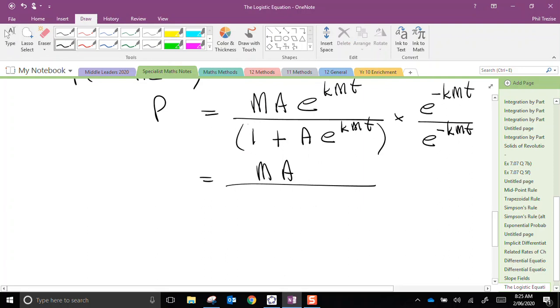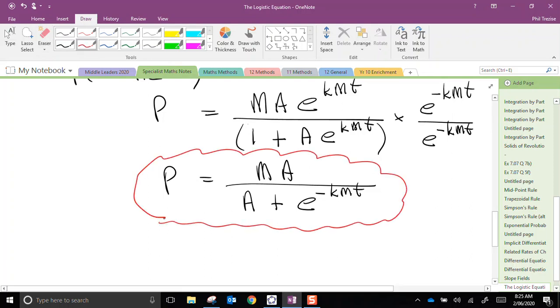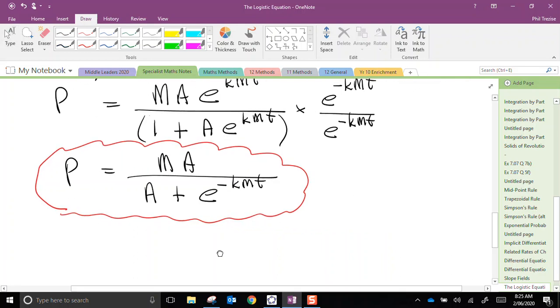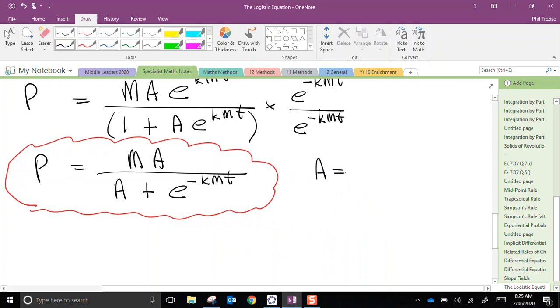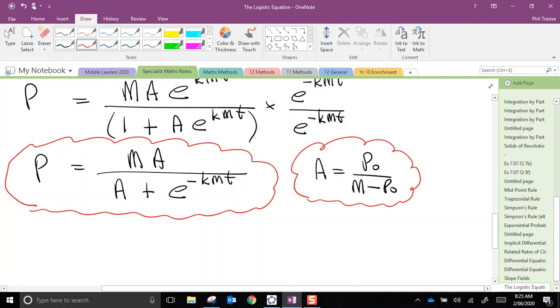The denominator, well, e to the negative k m t times 1. Right, let's multiply by this part first. We would get a, then we would have plus, that times 1 is e to the negative k m t. There's my solution to the logistic growth model. Remember, we had from earlier that a equaled p0 over m take p0. That's the original population, p0, and m is the maximum carrying capacity.